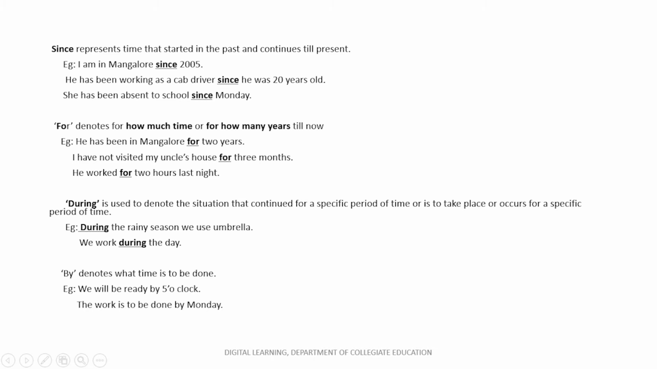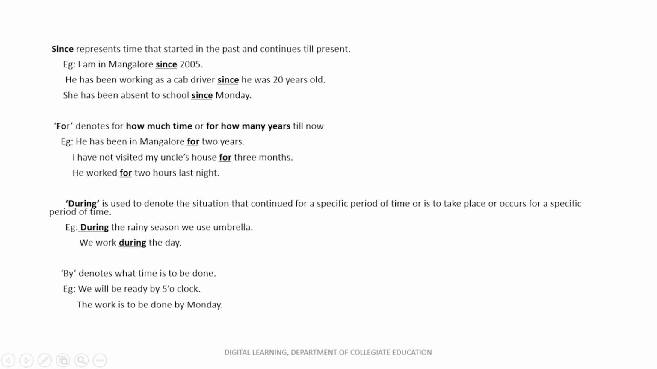Since could be used when you are referring to an activity in the past that is still continuing in the present. For denotes for how much time or for how many years till now. When you are referring to specific years, you can use the preposition for. For example, he has been in Mangalore for 2 years. I have not visited my uncle's house for 3 months. He worked for 2 hours last night.